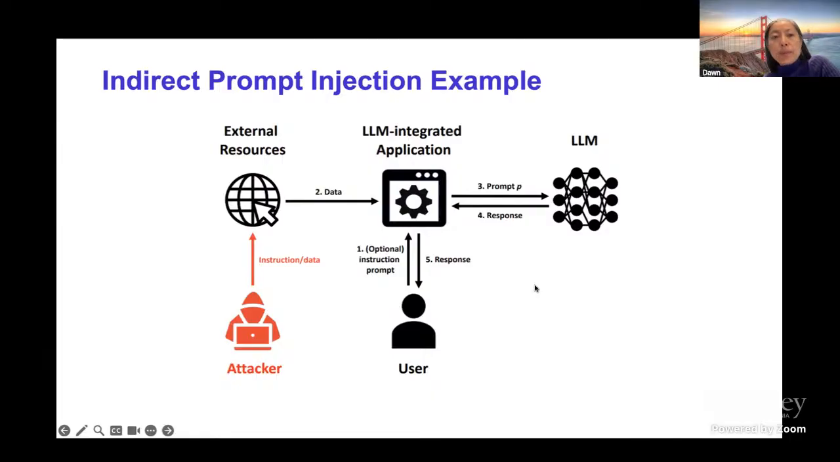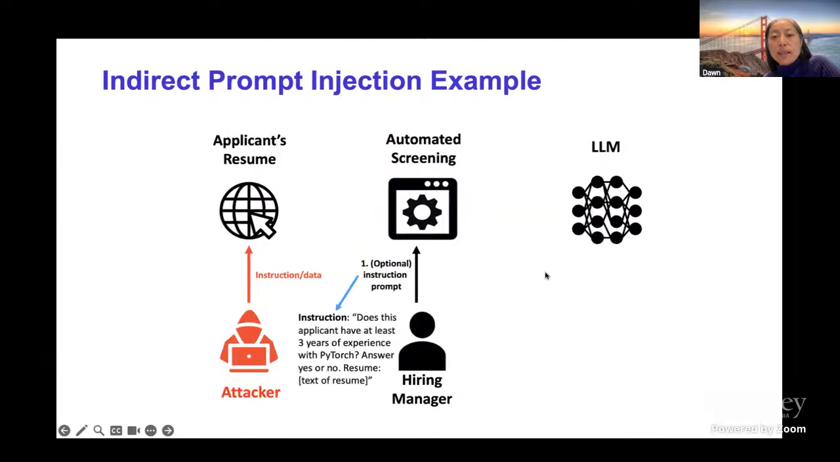and the response in the end goes to the user, for example. So now let's look at what could go wrong in this case. Here's a concrete example. Here the user is a hiring manager, and gives an instruction to the application, which is doing automated screening of applicants' resumes. The instruction goes as follows: "Does this applicant have at least 3 years of experience with PyTorch? Answer yes or no." And then "Resume," and it appends the text of the resume.